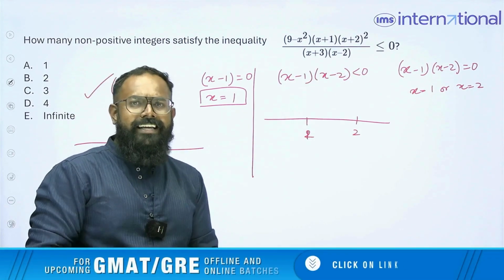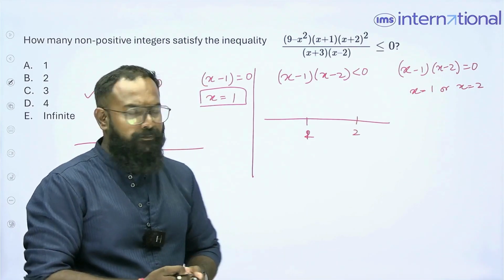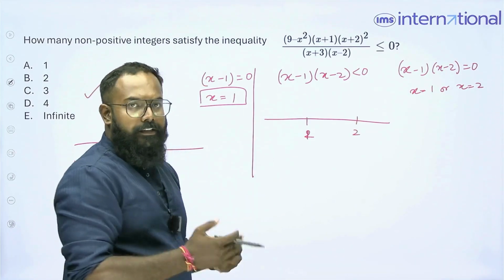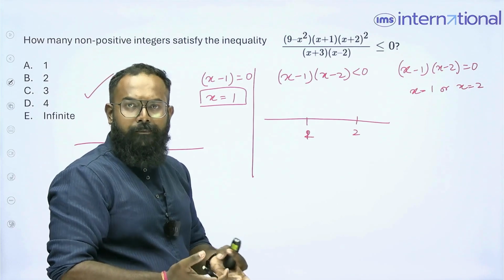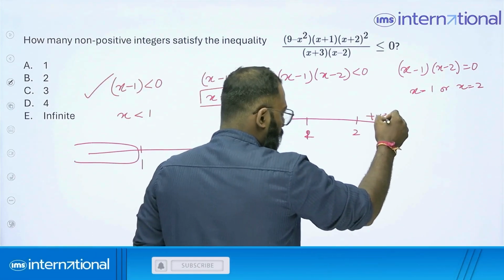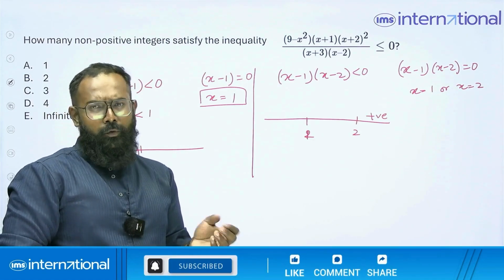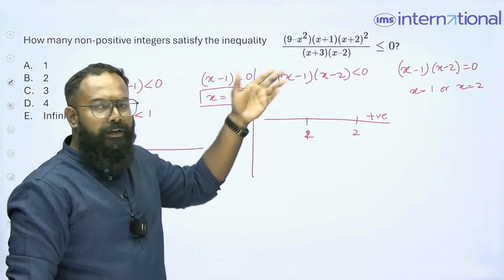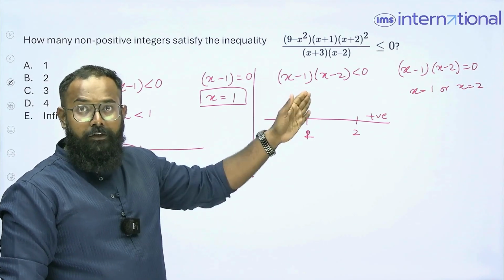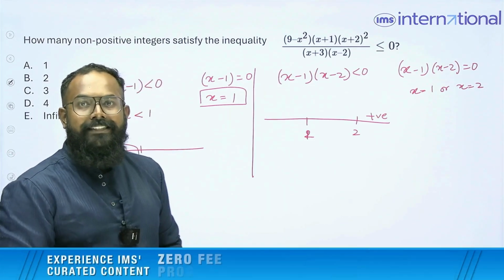Okay, let's take any value which is greater than 2. Let's say x is equal to 3. Now 3 minus 1 is a positive value, 3 minus 2 is a positive value. Positive times positive is positive. Again, a number between 1 and 2, x is equal to 1.5. So 1.5 minus 1 is 0.5, which is positive, but 1.5 minus 2 is negative 0.5. So positive times negative is negative.